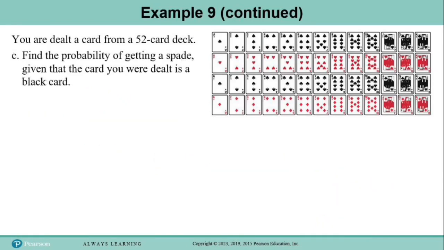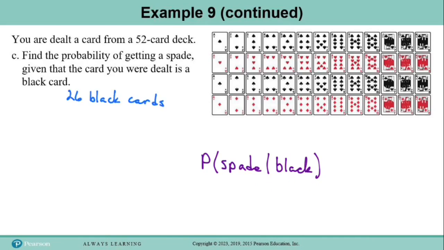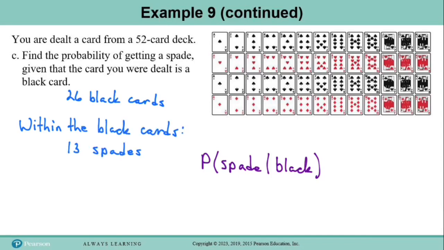and that's going to simplify to 1/3, or a decimal approximation of 0.33. And part C, find the probability of getting a spade given that the card you were dealt is a black card. And so the probability of getting a spade, given that we know we're getting a black card, is going to be written this way. The probability of getting a spade, given that the card we're drawing is black, and we know that there are 26 black cards in the deck, and 13 of them are spades, and so the probability of getting a spade, given that we know we're drawing a black card, is going to be 13 out of 26. And of course that again is going to simplify to 1/2, or 0.5.